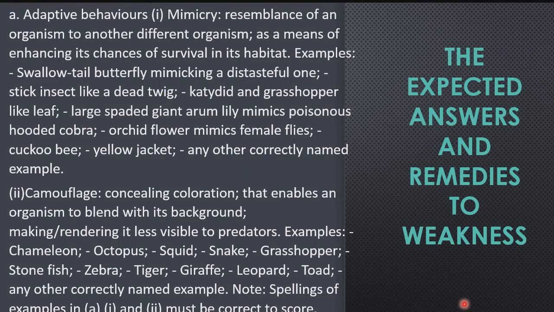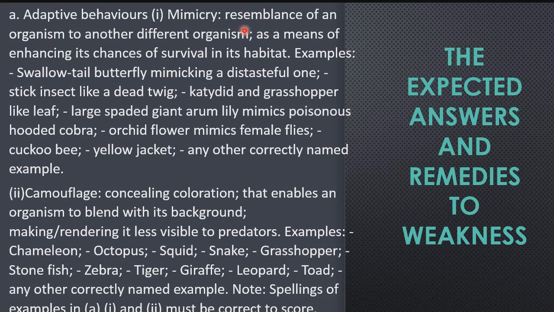We have the expected answers and remedies to the weaknesses. When you are asked about the adaptive behavior of mimicry, the expected answer is: resemblance of an organism to another different organism as a means of enhancing its chances of survival in its habitat. If this question is 2 marks, this first point is 1 mark, and this second point is 1 mark.